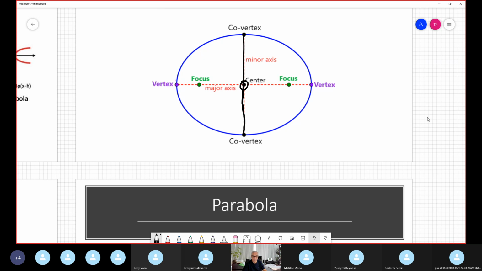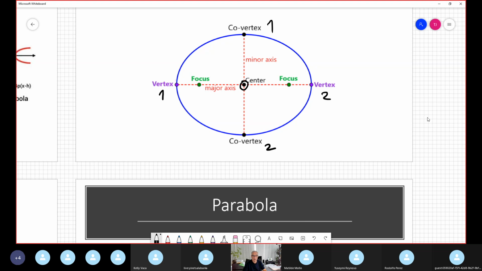The endpoints of the major axis are called vertices. This is a very similar word to what we use in the parabola, no? In a quadratic equation, something vertex. So two vertices, vertex 1, vertex 2, it doesn't matter what you call 1 and 2, and co-vertices in the minor axis, 1, 2.